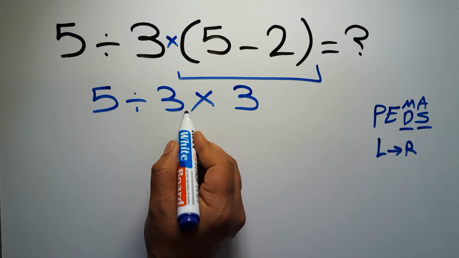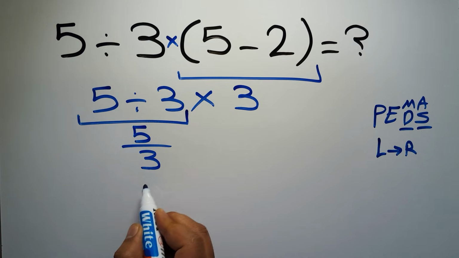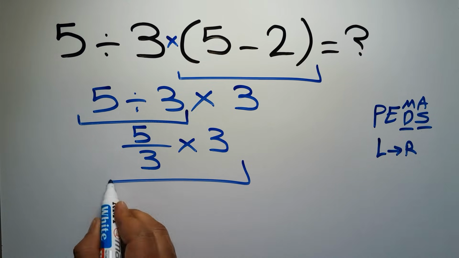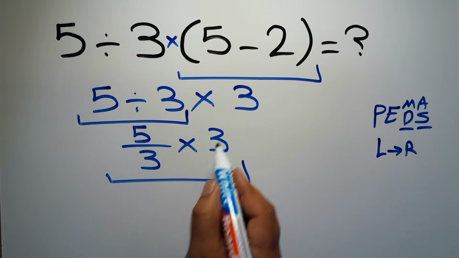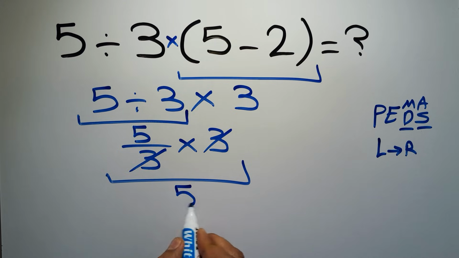5 divided by 3 can be written as 5 over 3. And here we have times 3. Okay? We can easily cancel this 3 and this 3. So here we have just 5. And this is our final answer to this problem.